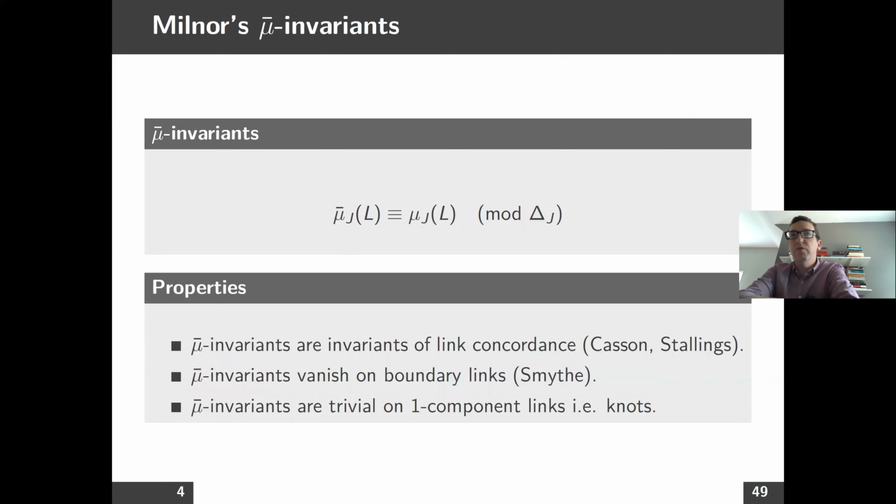And so what do we know about these mu-bar concordance invariants? Well, we know lots and lots about them, but just a few things we want to know at the moment are the following. So first of all, they're invariants of link concordance, and this was proved by Casson and Stallings. And we also know that the mu-bar invariants vanish on any boundary links. This was proved by Smythe. So recall that a boundary link is a link in which the components of the link bound pairwise disjoint Seifert surfaces. And lastly, it's easy to show that the mu-bar invariants are all trivial on one-component links, or knots. So you can define them for knots, it's just that they're always 0.